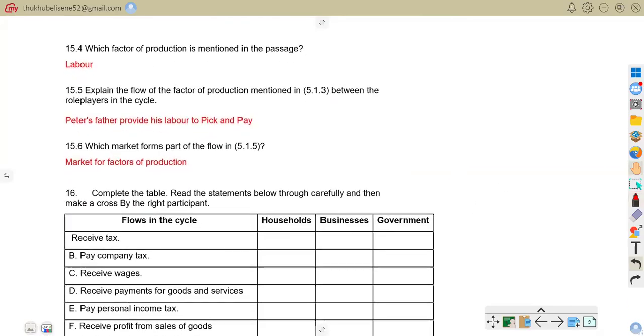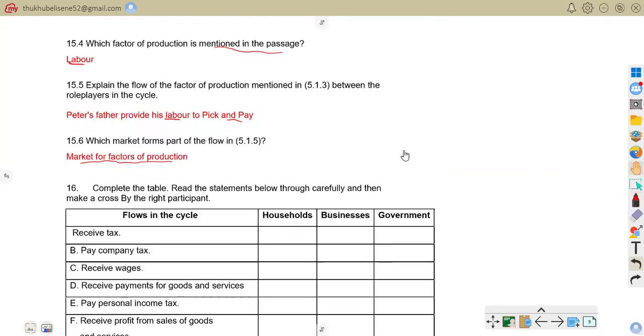Now we come to 1.5.4, which says, which factor of production is mentioned in the passage? Factor of production, that is labor, because we were told that Peter's father works at Pick n Pay. So it means he's labor, he's an employee. 1.5.5, explain the flow of the factor of production mentioned in 1.5.3 between role players in the cycle. Peter's father provides his labor to Pick n Pay. Which market forms part of that? That is the market for factors of production. So that is that. Now let us come to 1.6.